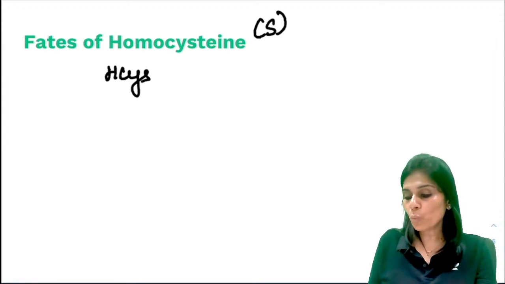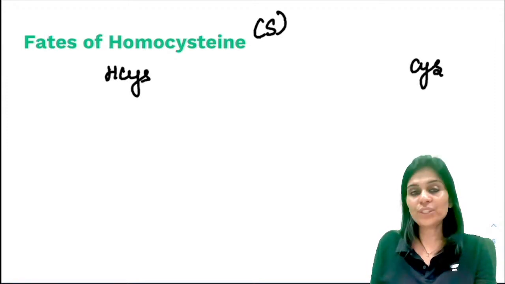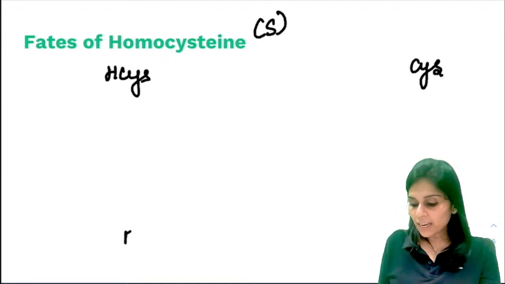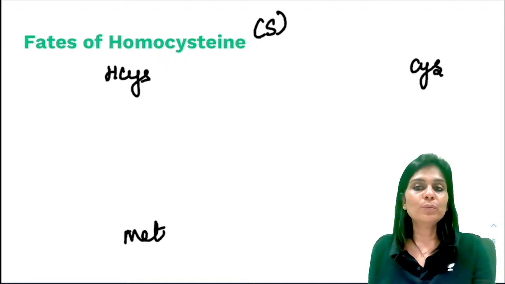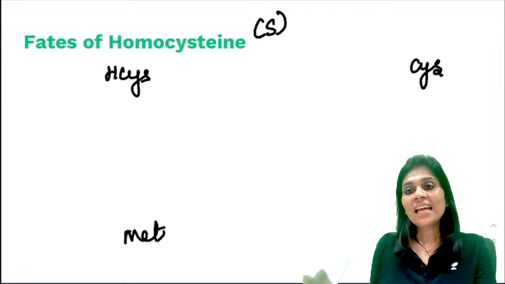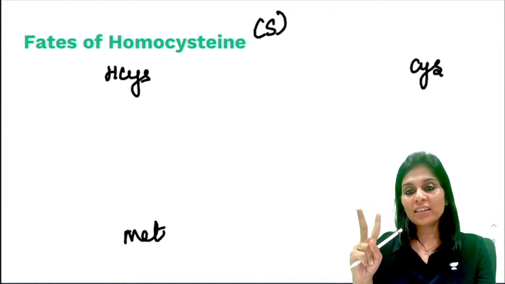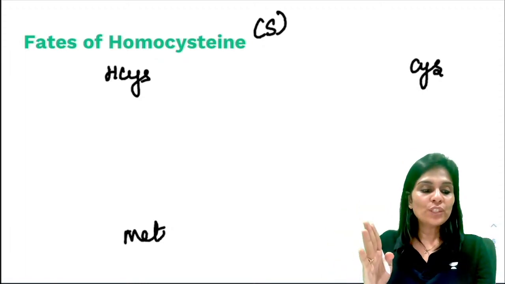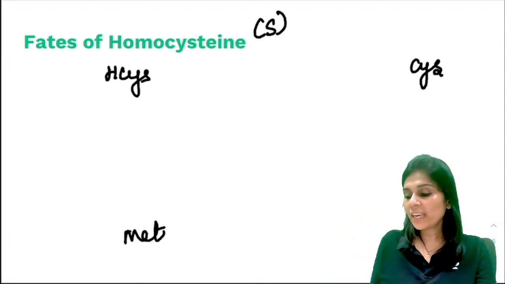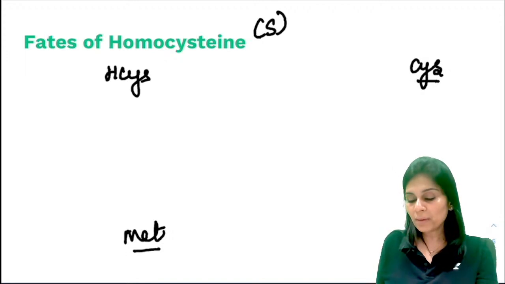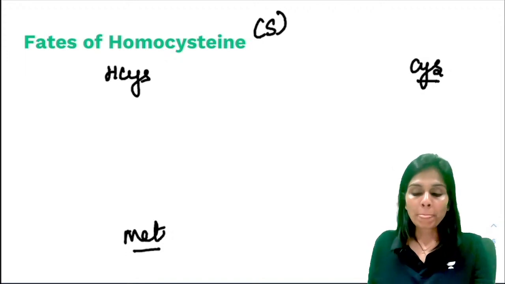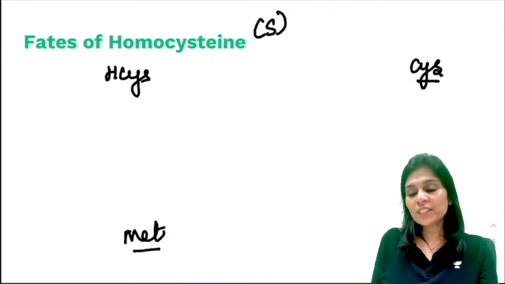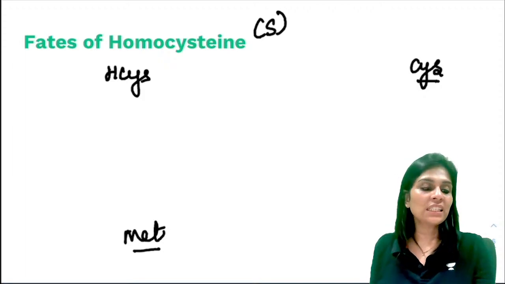One is it becomes one sulfur containing amino acid, which is cysteine, or it becomes another sulfur containing amino acid, which is methionine. So that reminds me that I should tell you one basic fact about amino acids. There are two sulfur containing amino acids. One is cysteine, the other one is methionine. So whenever homocysteine gets metabolized, it should be either converted to cysteine or it should be converted to methionine. The major fate of homocysteine is that it gets converted to cysteine.